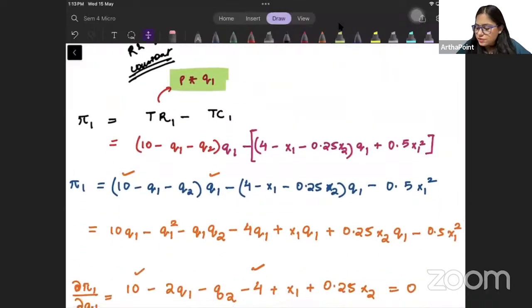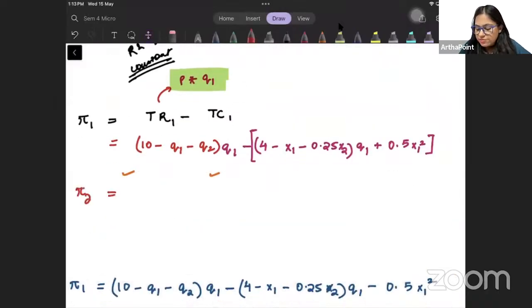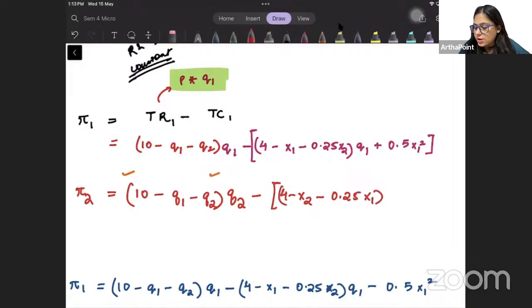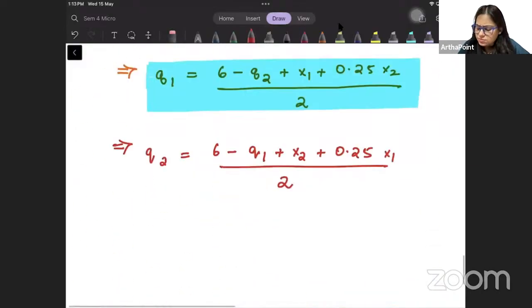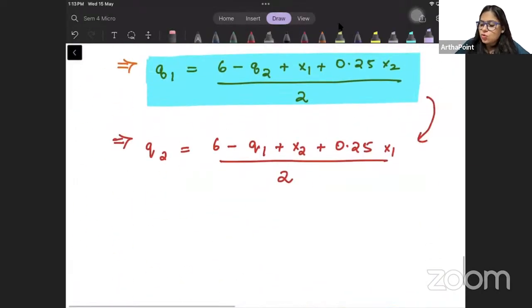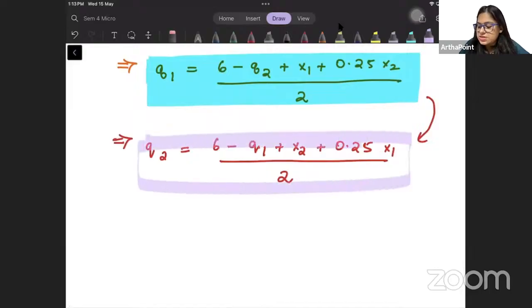If I were to write the profit function of firm 2 now, it would be total revenue, that means price, into firm 2's quantity, minus its cost function. So here X2 comes, minus 0.25 X1, into Q2, plus 0.5 X2 square. It would have been very similar. So I can just write a similar quantity function: everywhere Q1 is replaced with Q2, X1 is replaced with X2, and done. And that will be my function. Am I clear with that, beta? Is that making some sense?